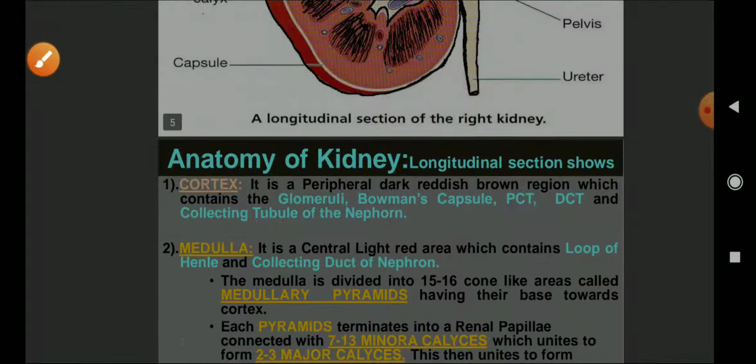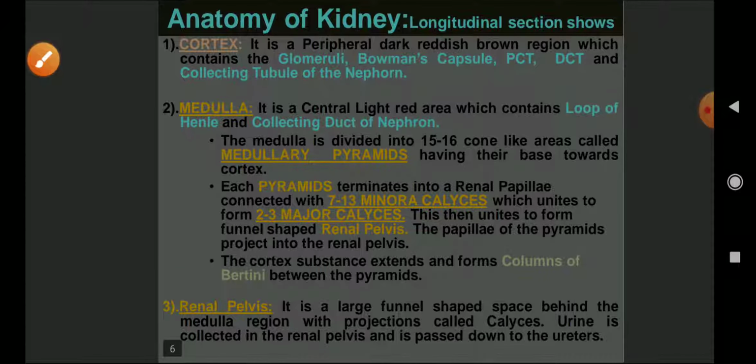Let us move on to the anatomy of the kidney. Anatomy of the kidney. A longitudinal section shows three regions. Number 1 cortex, number 2 medulla and number 3 renal pelvis. Cortex is a peripheral dark reddish-brown region which contains the glomerulus, Bowman capsule, proximal convoluted tubule, distal convoluted tubule and the collecting tubule of the nephron.